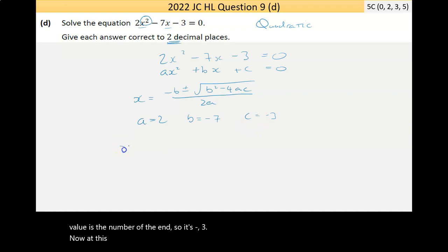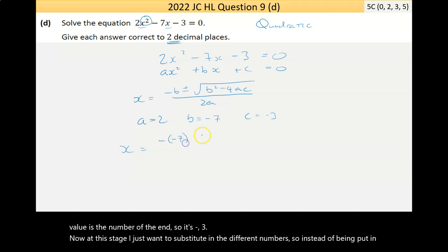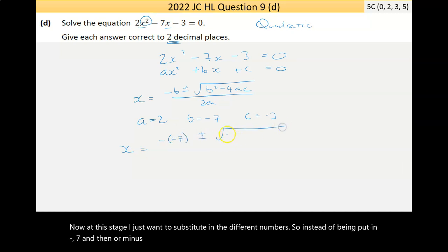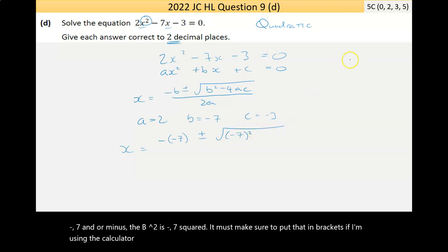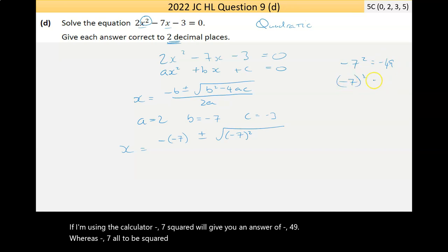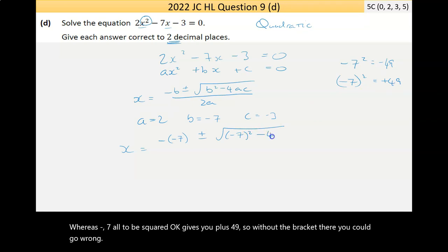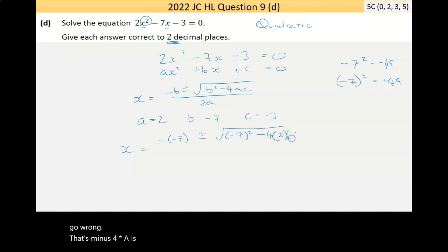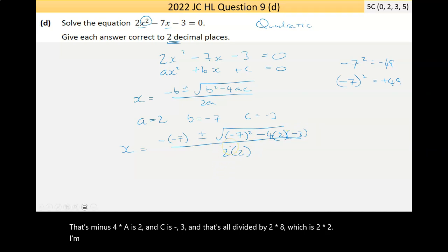Now, at this stage, I just want to substitute in the different numbers. So instead of b, I'm going to put in negative 7, and then plus or minus the b squared, which is negative 7 squared. Now, I must make sure to put that in brackets if I'm using the calculator. Negative 7 squared will give you an answer of negative 49, whereas negative 7 all to be squared gives you plus 49. So without the bracket there, you could go wrong. That's minus 4 times a, which is 2, and c, which is negative 3. And that's all divided by 2 times a, which is 2 times 2. And we're good to go.